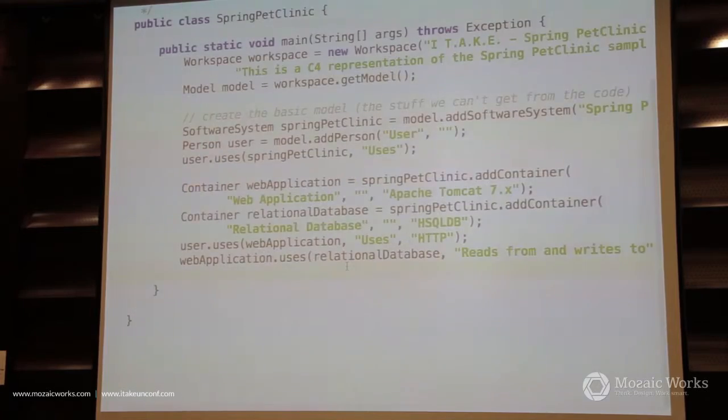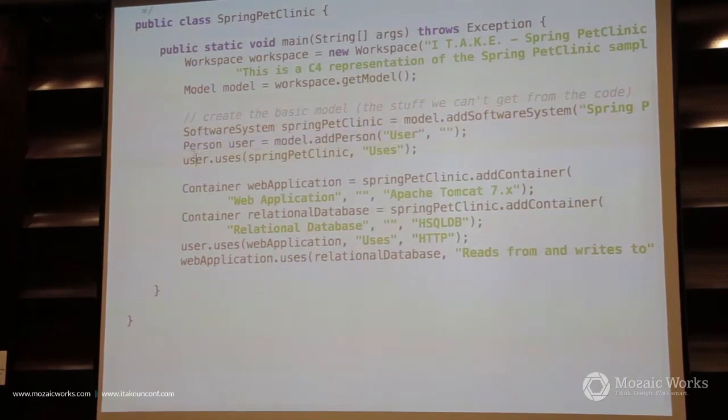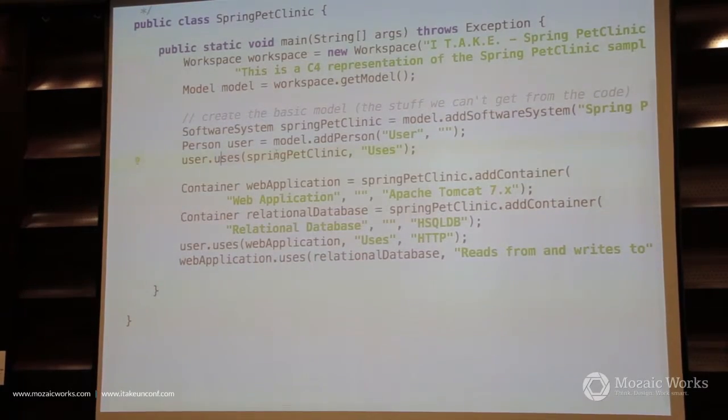Next, I'm going to describe the stuff I can't easily extract from the code. So in other words, I'm going to model the software system itself, the Spring PetClinic system, and I'm going to model the various containers that make up that system. So here we have the software system, Spring PetClinic. We just add that to the model, give it some information like a name and a description, and we create the person, the user. And then we simply say user.uses Spring PetClinic. So that's modeling basically what you see on the context diagram.